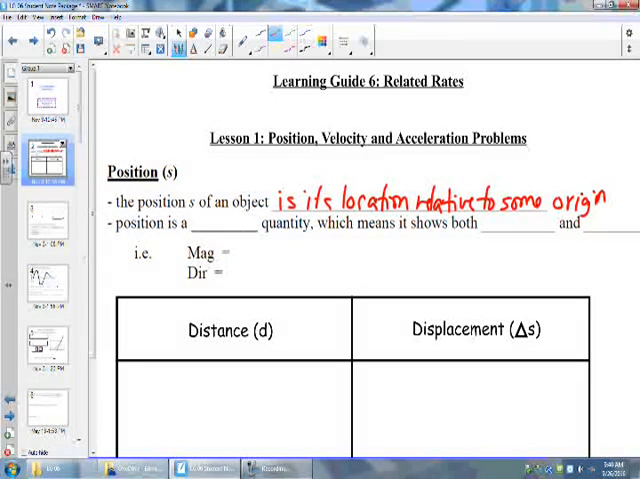So if I'm looking at the position of something, I want to see where it is in relation to the origin. Position is a vector quantity, which means that it shows both magnitude and direction.